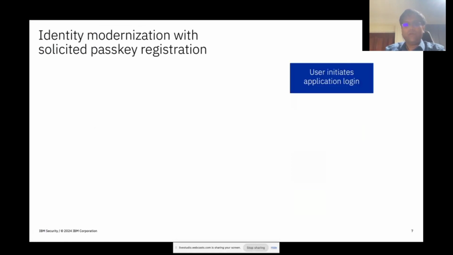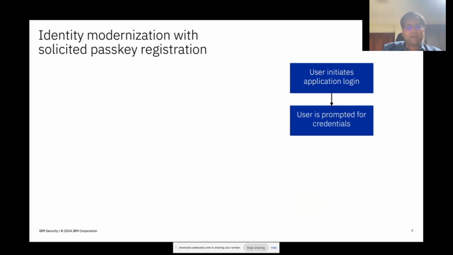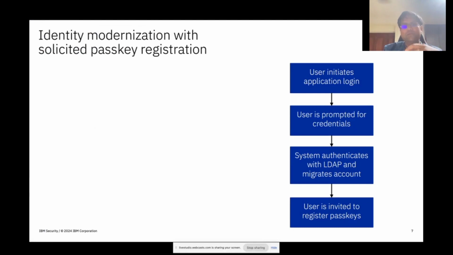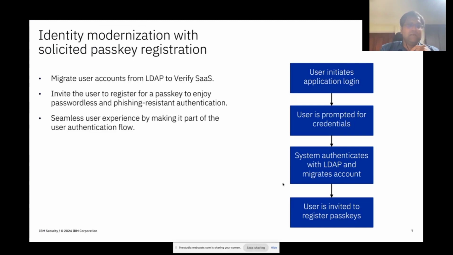So what I'm going to show you today is a flow through which a user goes through a process of migrating their accounts from a legacy directory into Verify. And as part of the process, they're also invited to register for a phishing-resistant passkey authenticator for first-factor authentication. So we'll do three things. We'll look at migrating user accounts from the LDAP to Verify SaaS. We'll look at how the user is invited to register for a passkey.